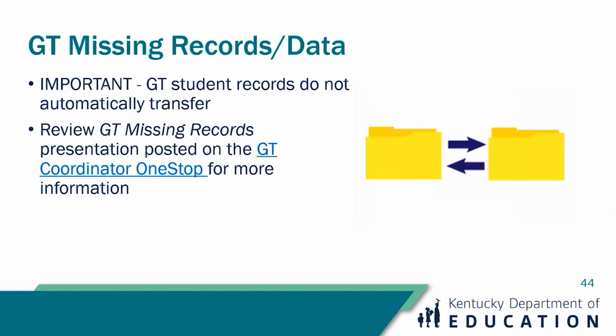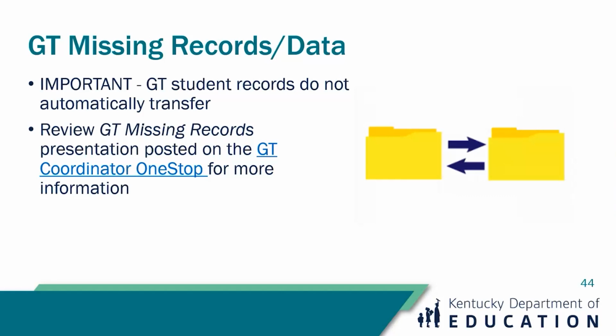Another topic I'd like to talk with you about is GT missing records and data. It's really important to know that in Infinite Campus, student records don't automatically populate. When a student comes into your district, the information doesn't automatically come over with them and get populated into Infinite Campus. And so sometimes districts are missing students on a report that I receive. I'll be sending you an email notification once in the fall and the spring if you've got students on this report, and I'll help you figure out how to rectify that.